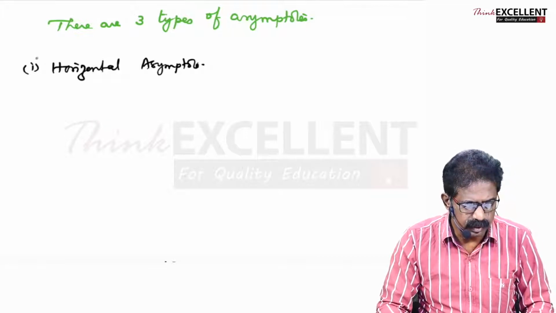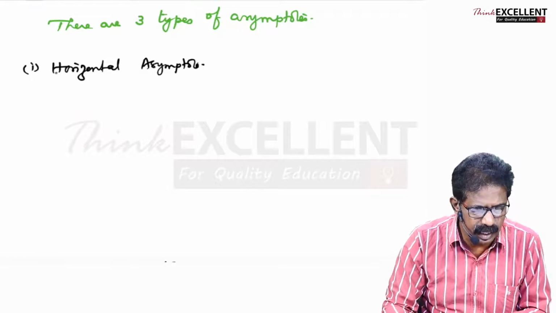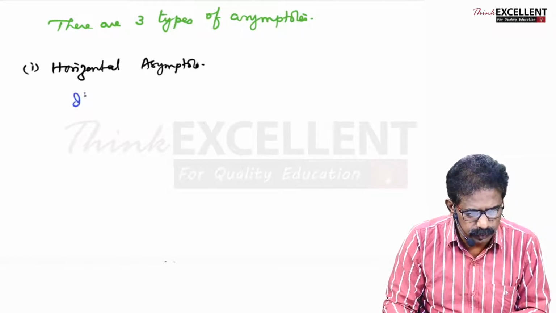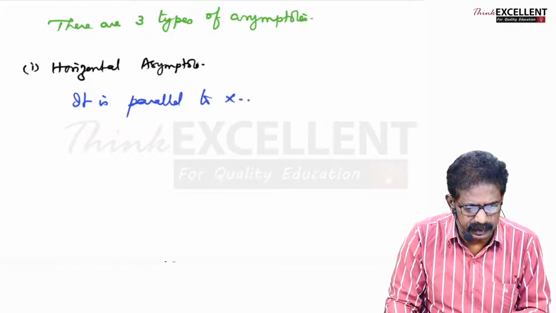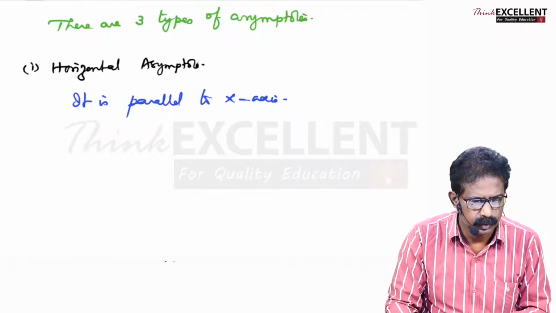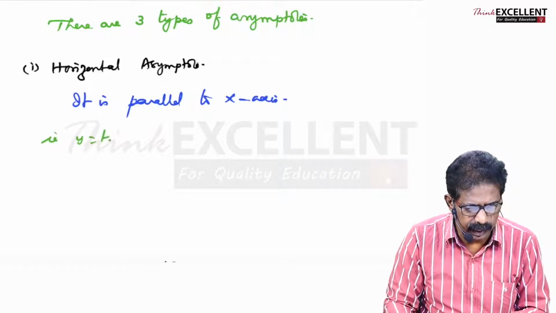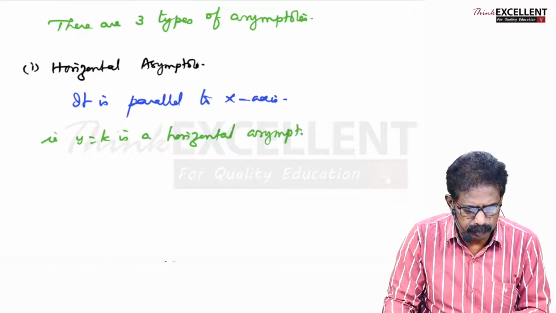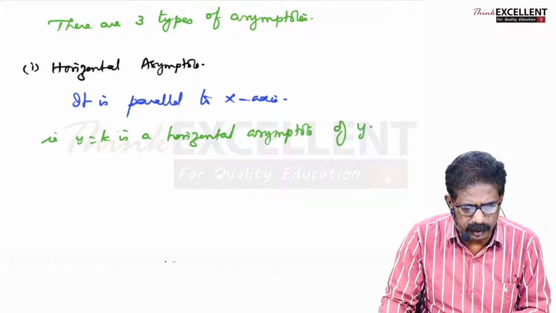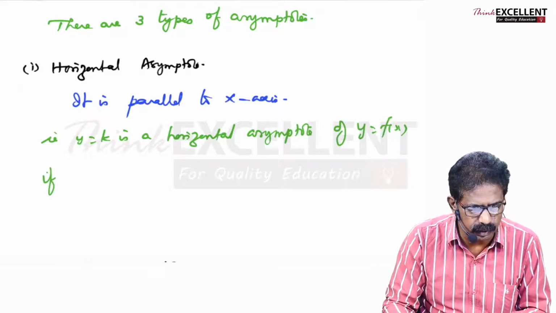So horizontal asymptote means it is parallel to x-axis, right? So they can ask for a short note also. It is parallel to x-axis. So here, y equal to k is a horizontal asymptote of the function y equal to f of x if there is a condition. What is the condition? Listen.